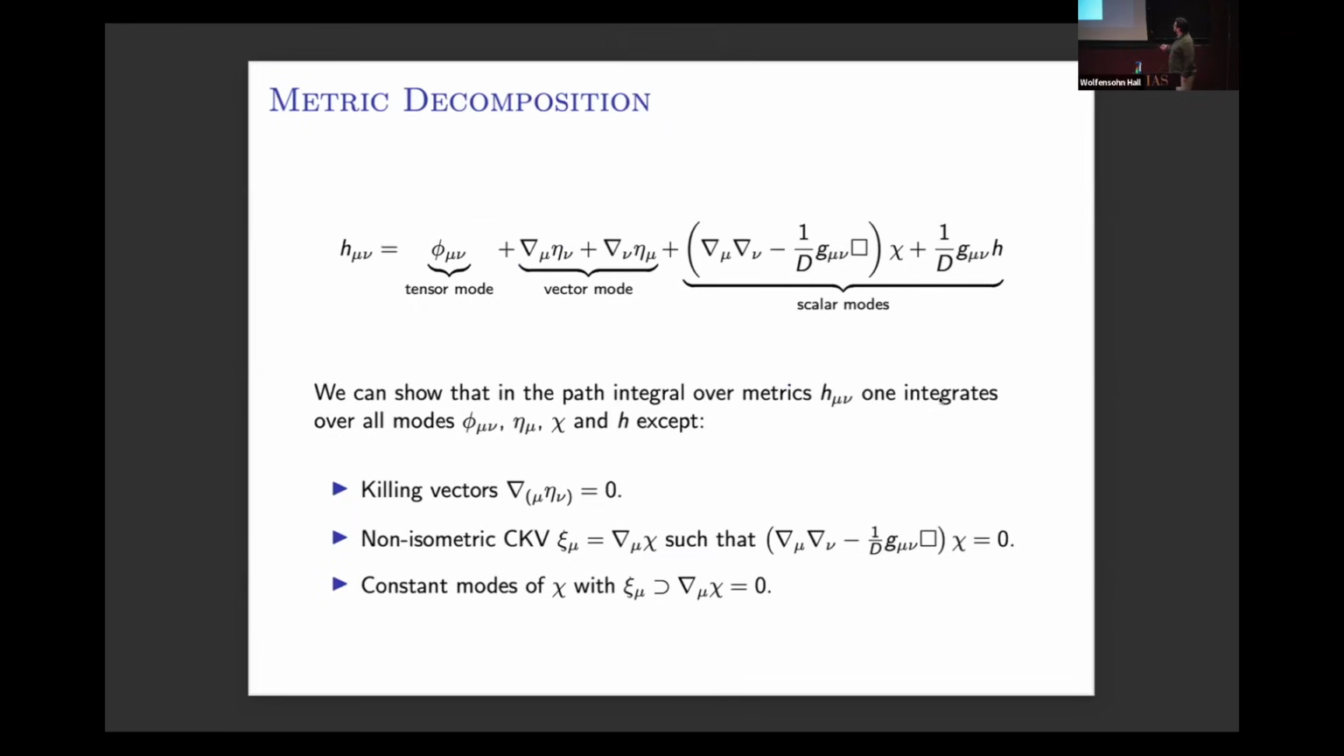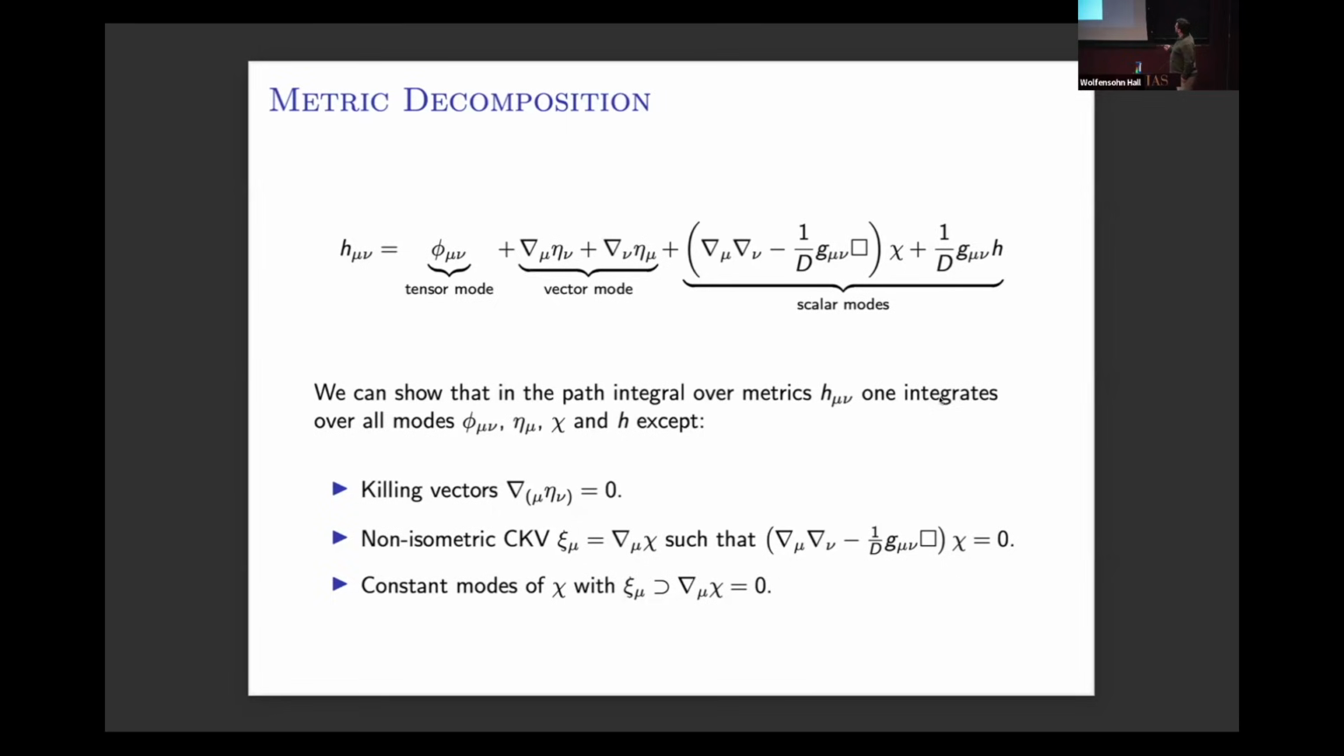To see that, it's useful to rewrite the fluctuation in this way. So we have the TT component. This part doesn't change. It's just proportional to h mu nu. We have the pure vector diffeo. This one contributes to the metric fluctuation unless this eta happens to be a Killing vector. Then this right-hand side is zero, and it's just a mode that doesn't exist in the gravitational path integral.